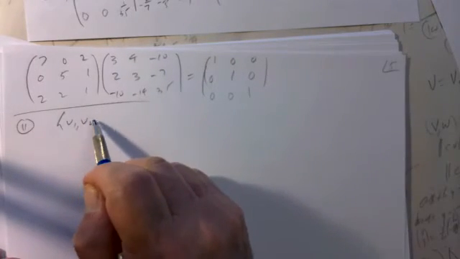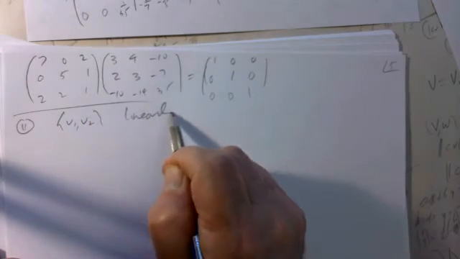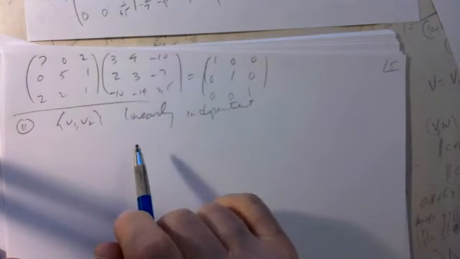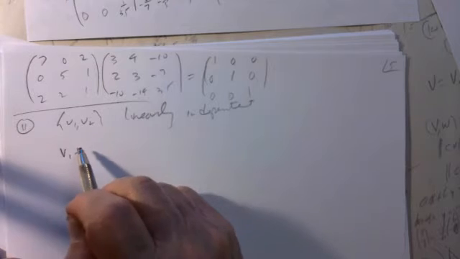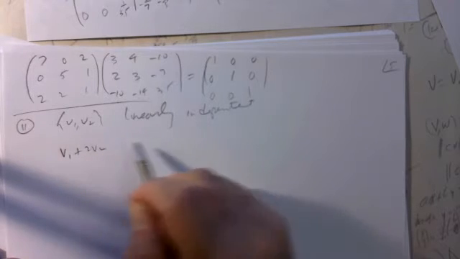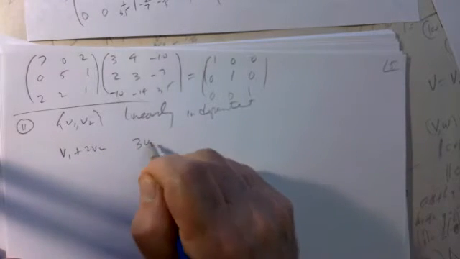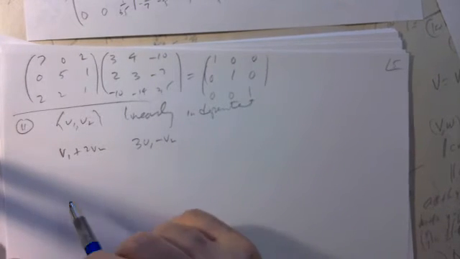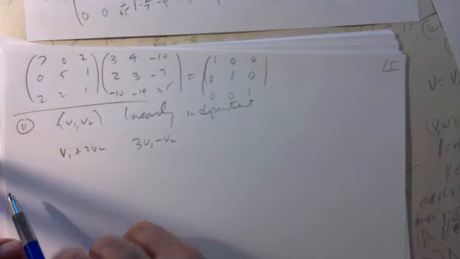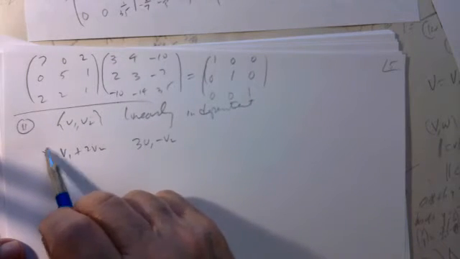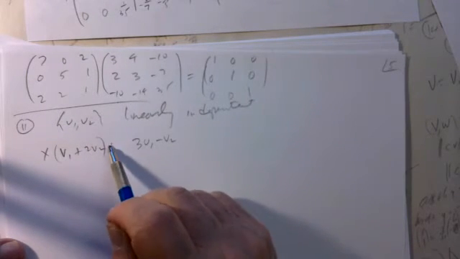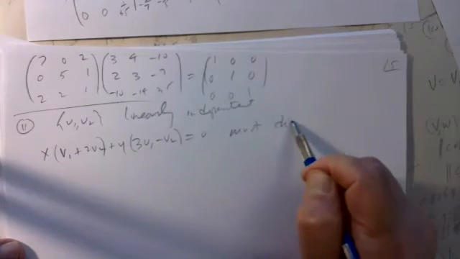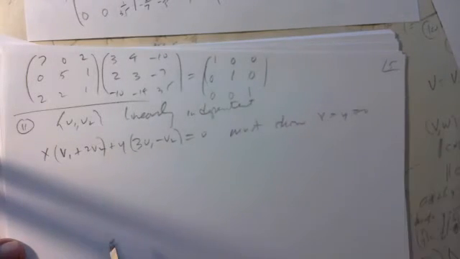So suppose v1 and v2 are linearly independent, and I want to consider the vectors v1 plus 2v2 and 3v1 minus v2. So I say, suppose we have scalars x and y such that x times the first vector and y times the second vector is 0. I must show x and y are 0.